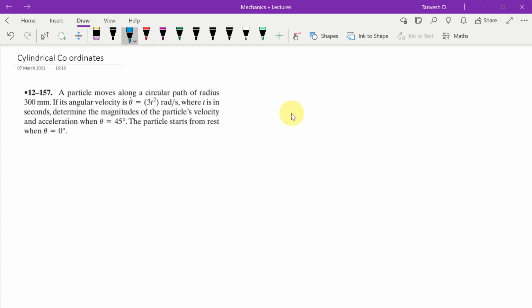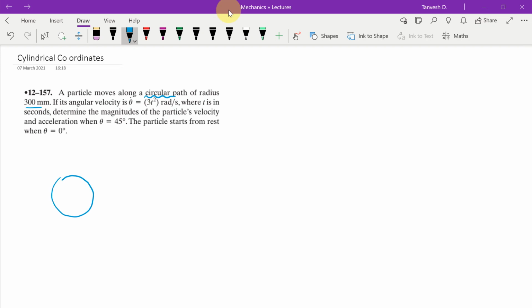So in this video lecture, let us solve certain numericals. What is given here is a particle moves along a circular path of radius 300 mm. So a circular path is set. That means that this radius is not going to change. It means that of course it's moving along a circle.